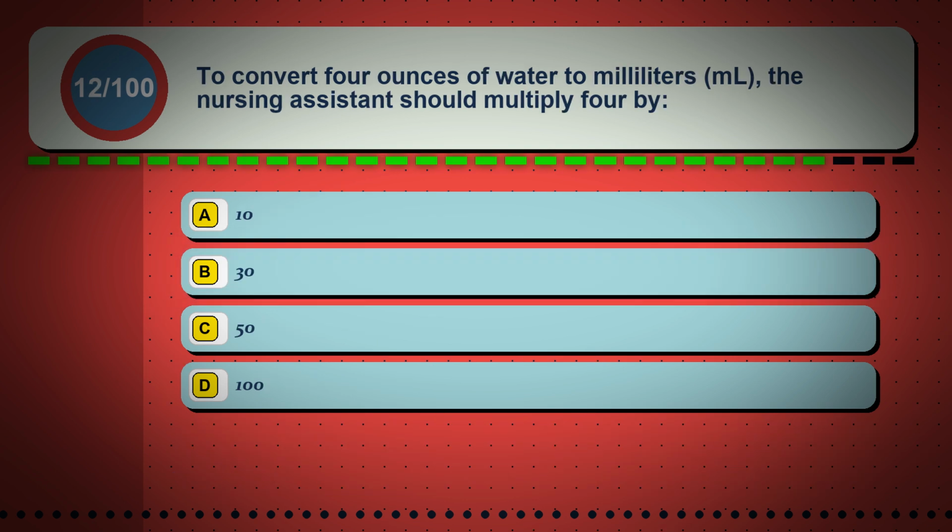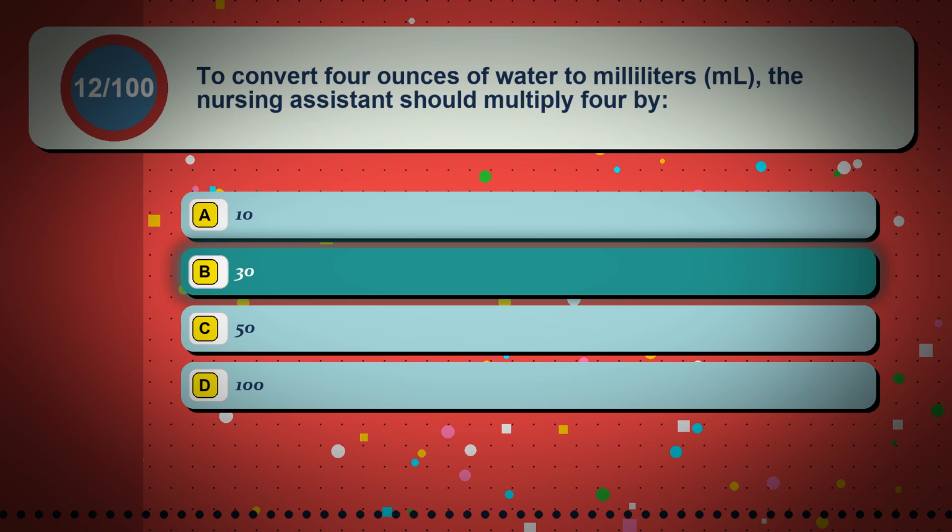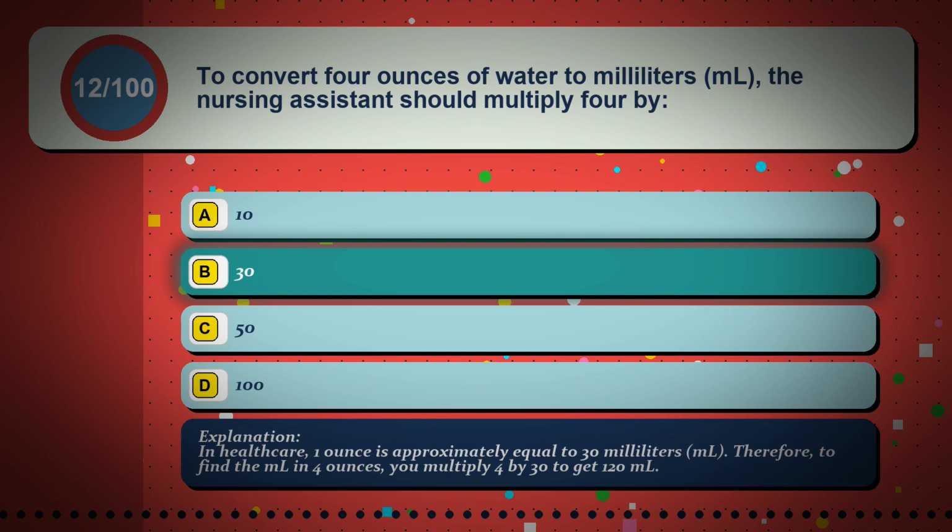Question 12. To convert 4 ounces of water to milliliters, ml, the nursing assistant should multiply 4 by option A, 10, option B, 30, option C, 50, option D, 100. The correct answer is option B, 30. In healthcare, 1 ounce is approximately equal to 30 milliliters, ml. Therefore, to find the ml in 4 ounces, you multiply 4 by 30 to get 120 ml.